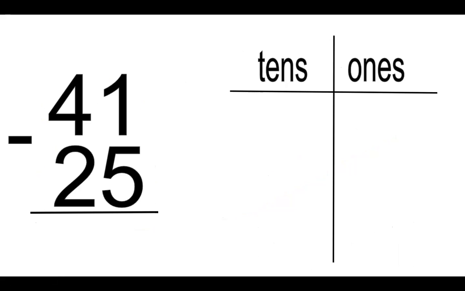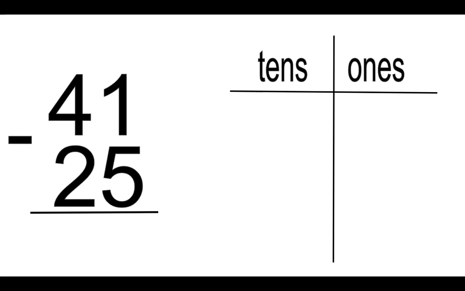In your yellow notebook, I want you to write this subtraction problem exactly as it is written here. We are taking 25 from 41. Please note that our larger number is on top. Go ahead and write your tens and ones chart. Please pause the video until you have written it down and you're ready to continue.